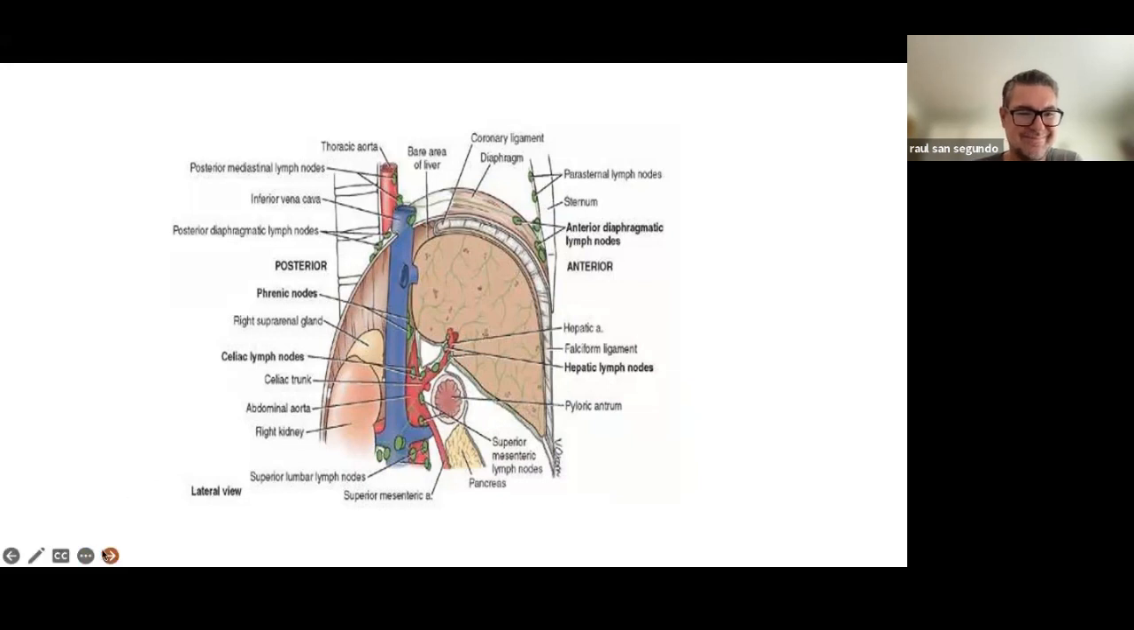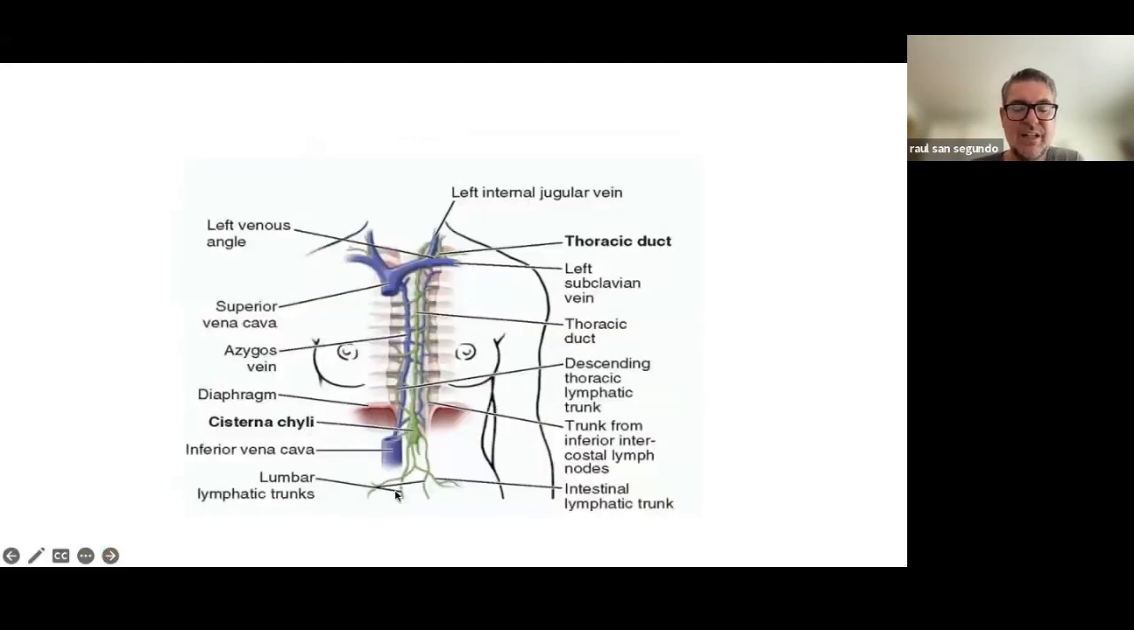Okay, and here we've got the cisterna chyli. You talked, Tom, about how it receives all the abdominal lymphatic flow and gets it upwards to the heart, and that's why it gets pumped. You can't separate the lymphatic system and the venous system. They're all mixed up and intertwined. They work together.